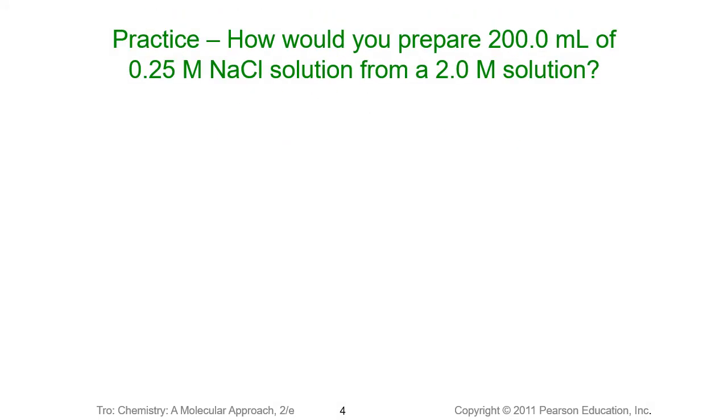Here's a practice problem for you. See if you can figure out how to prepare 200 milliliters of a sodium chloride solution. Again, we are going to use our M1V1 equals M2V2. We want to put concentrated on one side and dilute on the other. Right? So we're trying to prepare 200 milliliters of a 0.25 molar. So this is a smaller number. That's our dilute side.